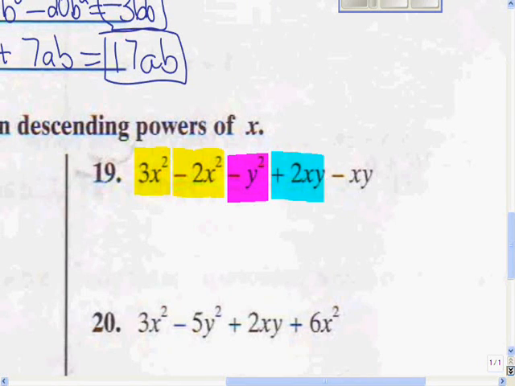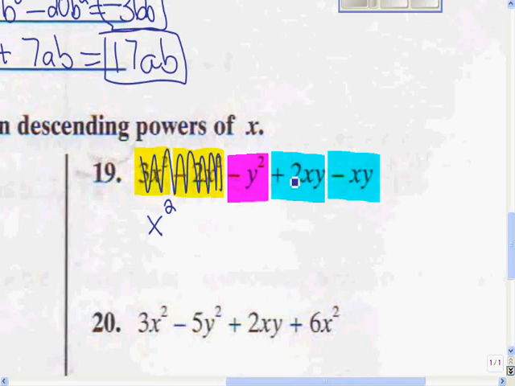And then I've got a positive 2xy and a negative xy. So 3x squared and 2x squared. The signs are different, so I'm going to subtract. 3 minus 2 is 1x squared. And since the bigger number is positive, I know my answer is going to be positive x squared.